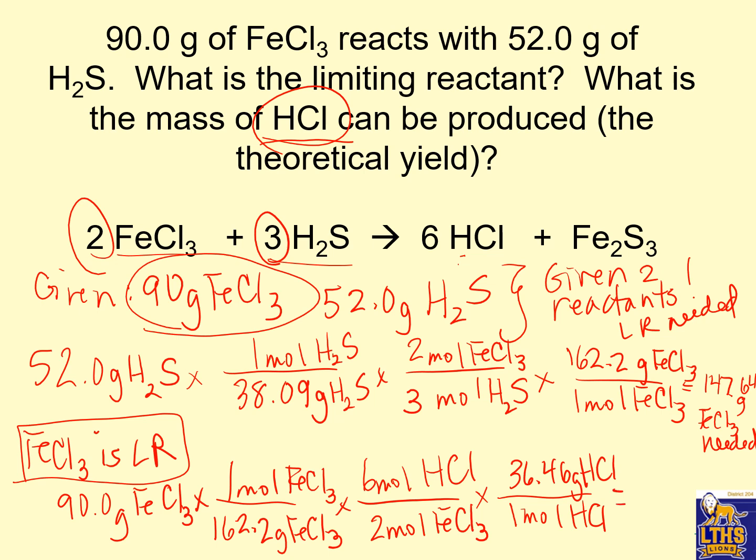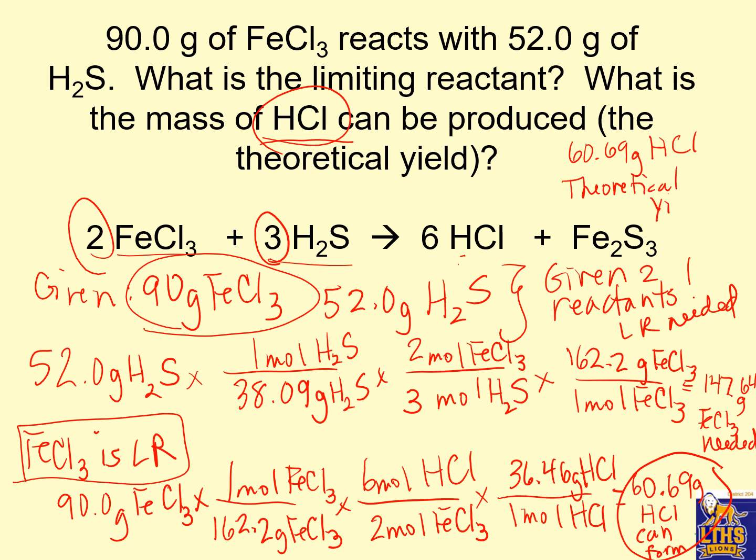So once I do this math, I find out that 60.69 grams of HCl can form. That's a theoretical yield. 60.69 grams HCl is the theoretical yield. All right, we're getting closer to the end of part 1.